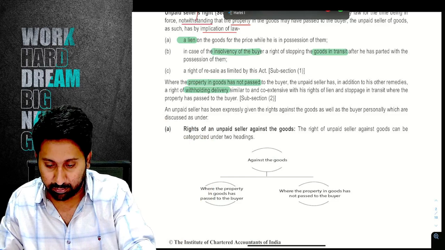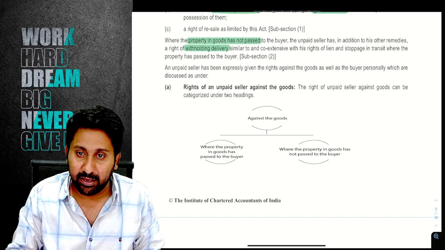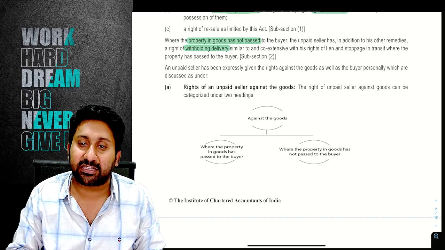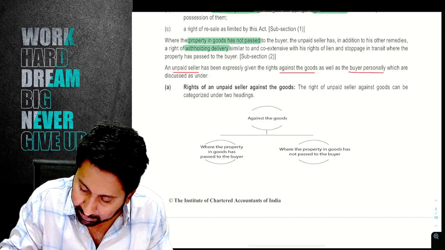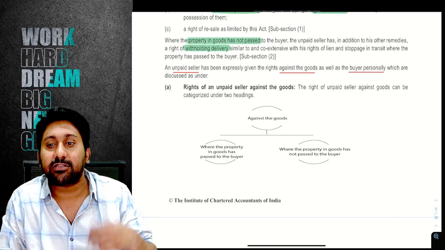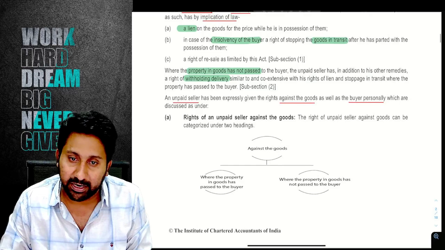An unpaid seller has been expressly given rights against the goods as well as against the buyer personally, which are discussed as under. Means the unpaid seller has rights not only against the goods, he also has rights against the buyer personally. He can also take action against the buyer. What those actions are, against the goods and against the buyer personally, is what we are going to discuss in this chapter, unpaid seller.